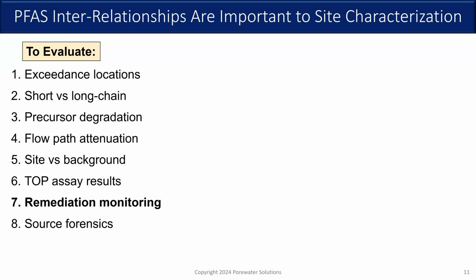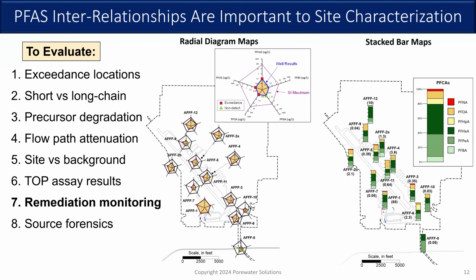So in all of these things, we're actually not looking at one species of PFAS at a time. We're actually looking at how some PFAS change with respect to other PFAS, which are higher, which are lower, how do they change along the flow path. So when we're looking at interrelationships like this, when we're looking at short chain versus long chain, precursors versus their daughter products, we actually have to look at a lot of PFAS compounds at the same time on the same map. So a couple ways we've been doing that more recently is using radial diagram maps and stack bar maps.